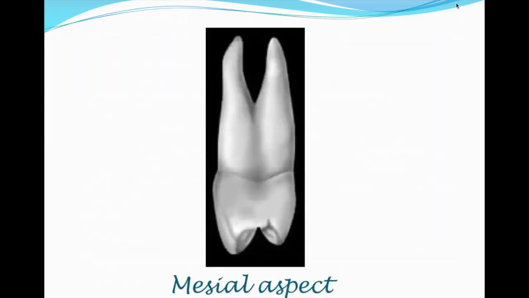Now this is the mesial aspect. From the mesial aspect, you can see two roots, you can see bifurcation, you can see two cusps. Now you can see that lingual cusp is shorter than the buccal cusp. Buccal cusp is lengthier. This is your buccal cusp, this is your lingual cusp. Also, from here, near the mesial marginal ridge, you can see mesial marginal developmental groove from the mesial aspect.